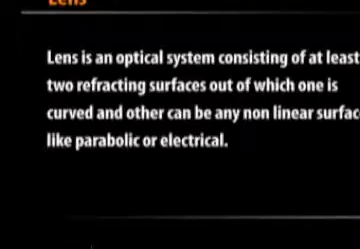A camera lens is an optical lens used in conjunction with the camera body. It is a mechanism which is used to store an image on a photographic film or any other material, chemically or electronically. The classic definition of a lens is that it is an optical system consisting of at least two refracting surfaces, out of which one is curved and the other can be any non-linear surface like parabolic or elliptical.